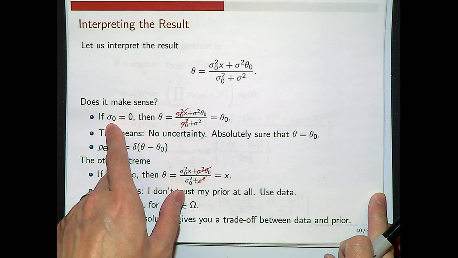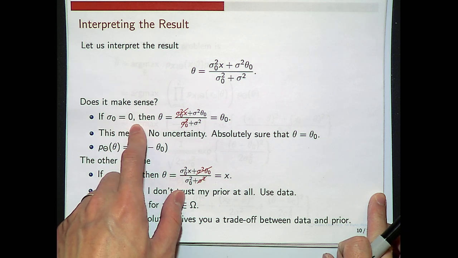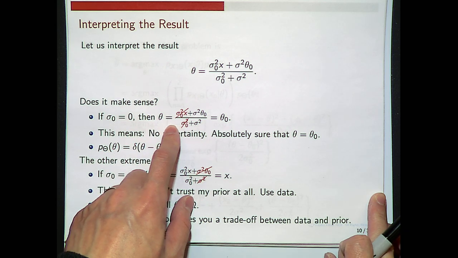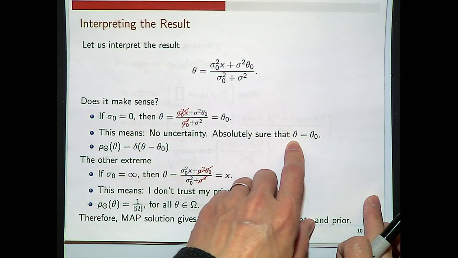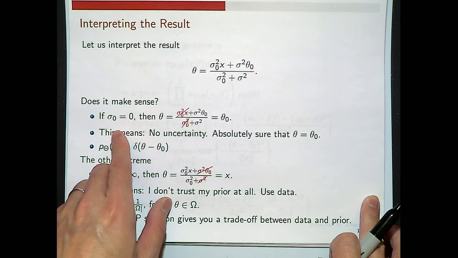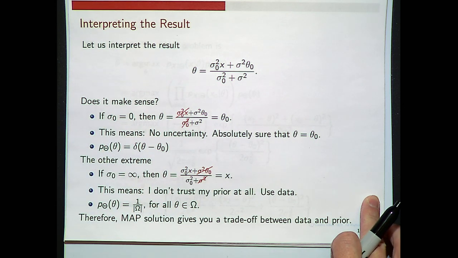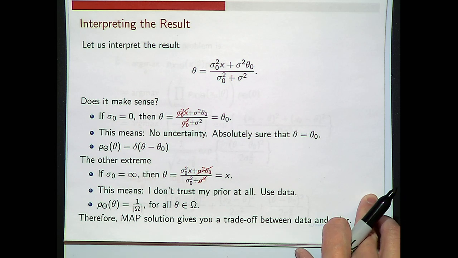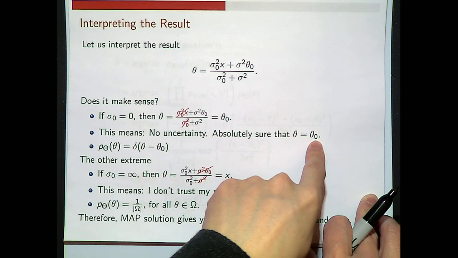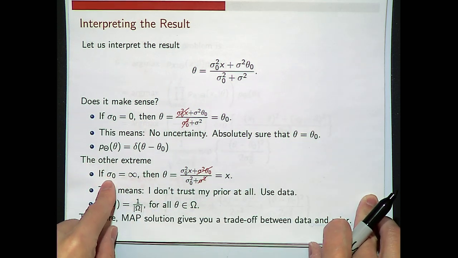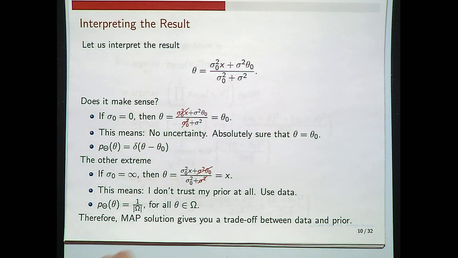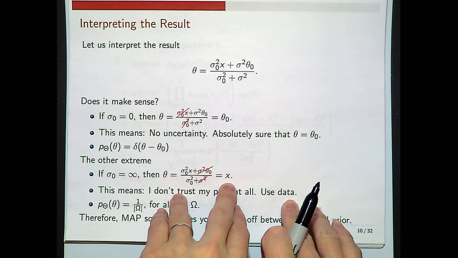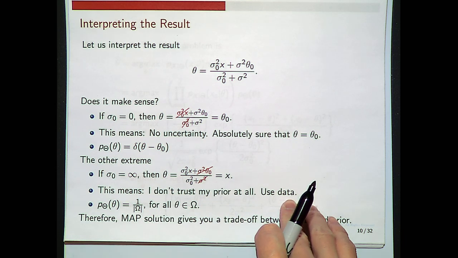Now, in the ideal case where sigma 0 is indeed 0, then you can show that this term will go to theta 0. So there's no uncertainty, absolutely sure that theta is theta 0, okay? Sigma 0 equals 0 means there's absolutely no uncertainty about your prior. Your prior is a delta function, and therefore your solution is theta 0. On the other extreme, if sigma 0 is infinity, so it's like a uniform distribution, then your theta should just become x. You ignore the prior, just use the measurement.